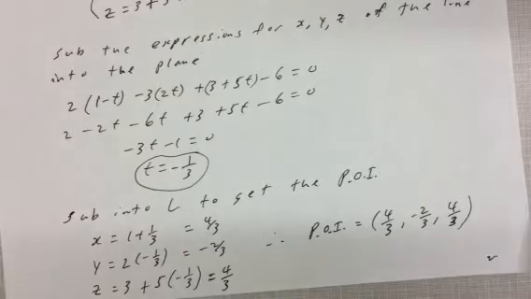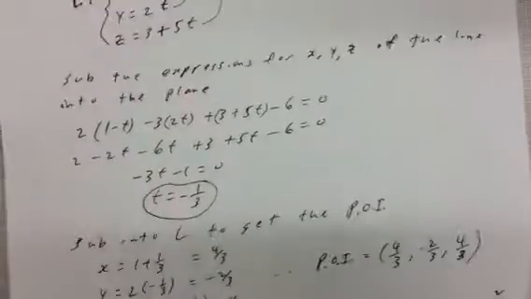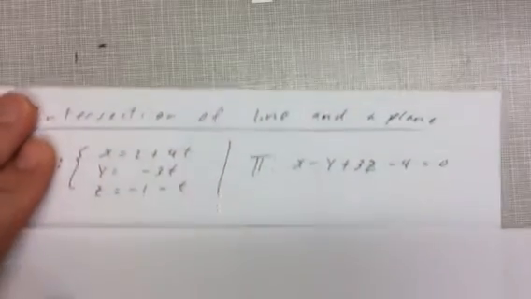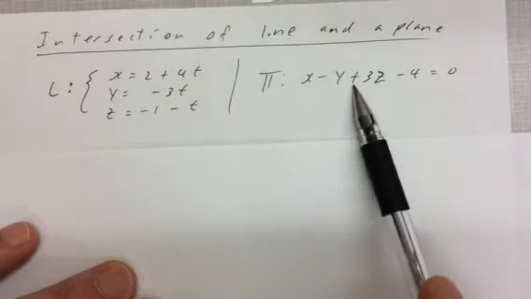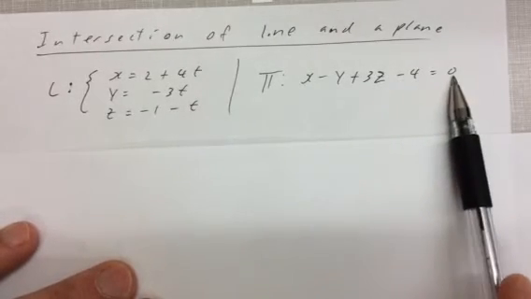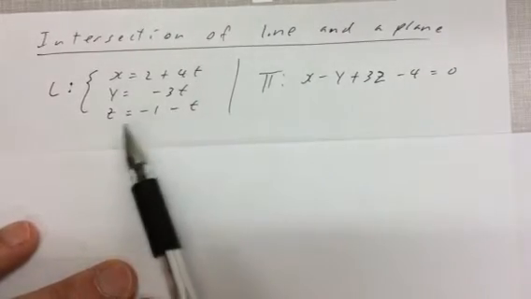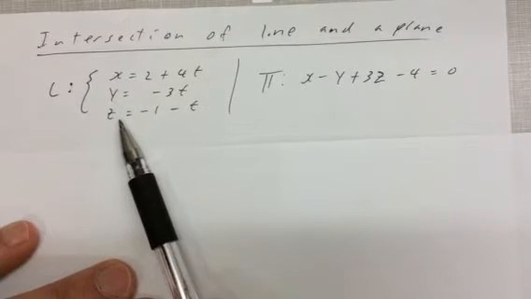All right, another example on this. You might want to take a look at this example, then pause the video and try it. See if you can get it, and then you'll see the rest of the solution after. I'm giving you another one here where the plane is x minus y plus 3z minus 4 equals 0, and the line is this one right here.